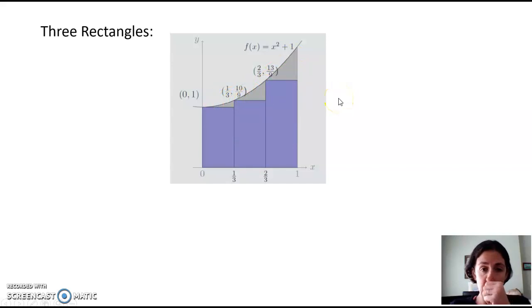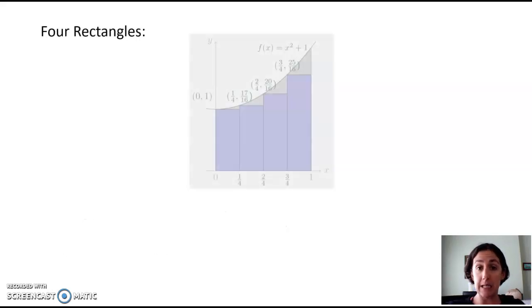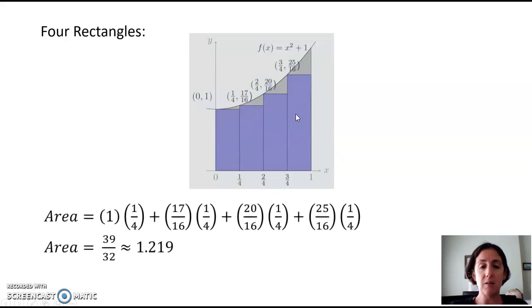I can do the same thing and calculate the area of those three rectangles: height times width for the first, second, and third, to get an approximation of about 1.185. It's a little closer to the actual area of this object, but there's still some gray that's missing. So what if we did four rectangles? Then I could take the area of the first rectangle plus the second plus the third plus the fourth to get an approximation of about 1.219.